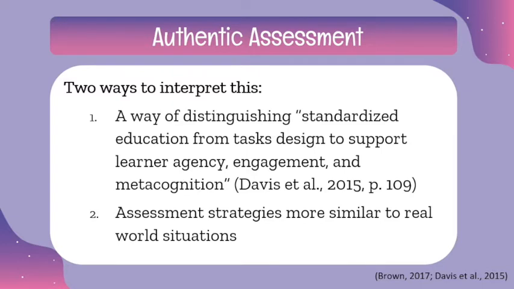Now, Engaging Minds talks a little bit about authentic assessment. And here the authors are talking about this in a way of distinguishing standardized evaluations from tasks that are designed to support learner agency, engagement, and metacognition. And a vital feature of authentic assessment is that it be aimed towards upcoming learning experiences and not summing up past ones. And a lot of time in the literature, this also refers to assessment strategies that are more similar to the real-world situations and are relevant to the learner. And I want to expand on this idea a bit more since you'll see this a fair bit in the literature.